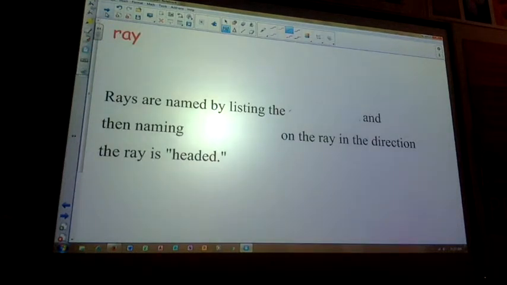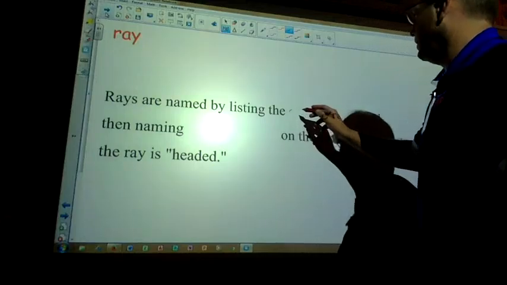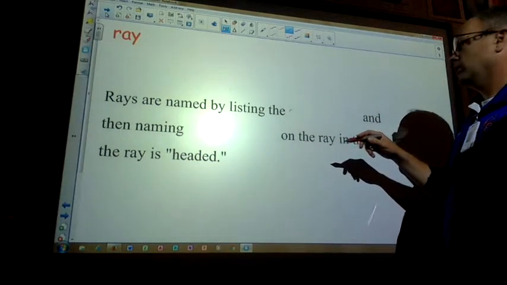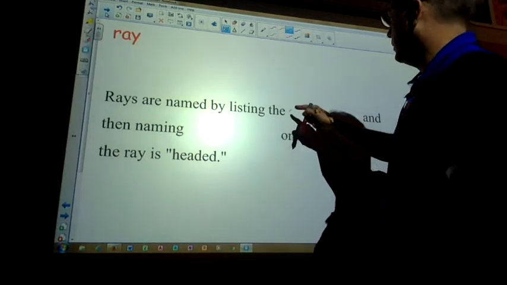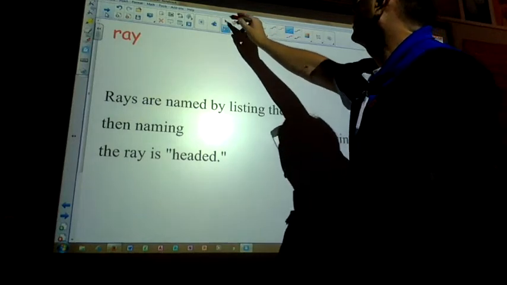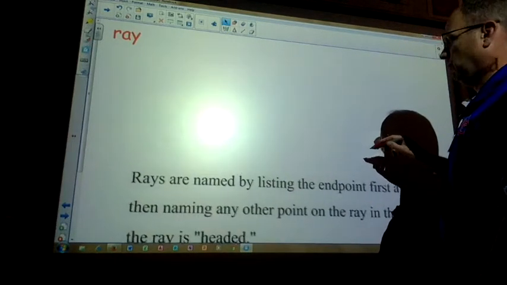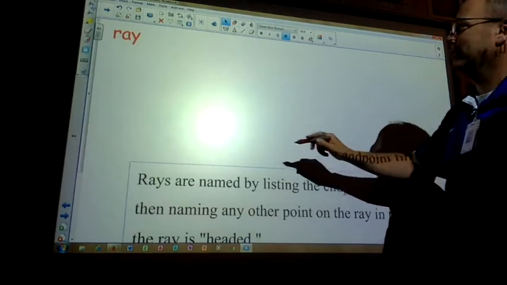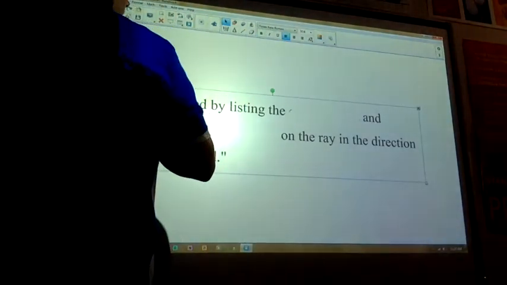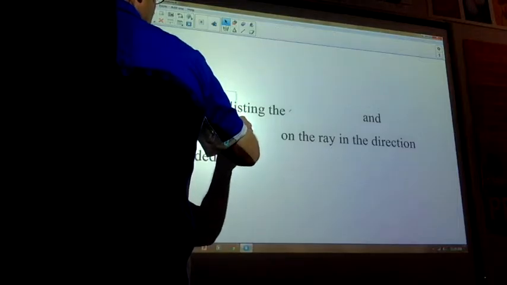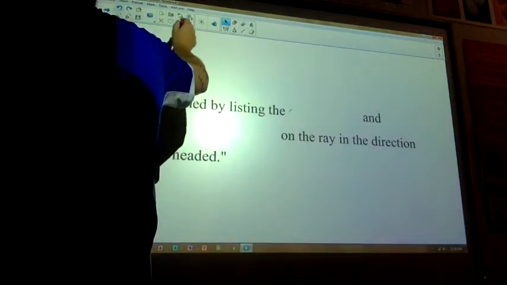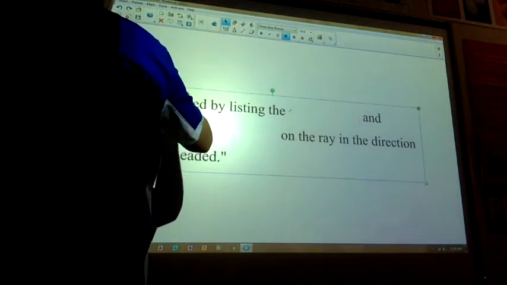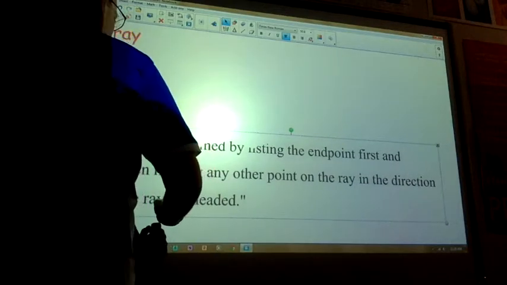Now let's talk about rays. Rays are named by using the, bless you, using the, there's something here, what's here? Whoa, sweet. What did I just do? Something happened. Oh, okay.